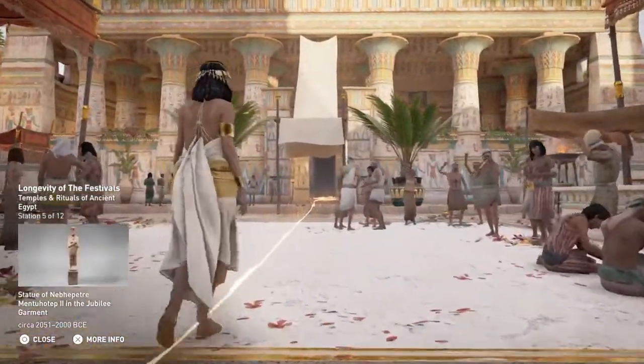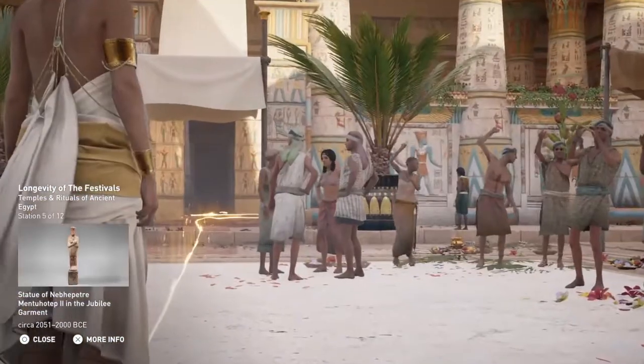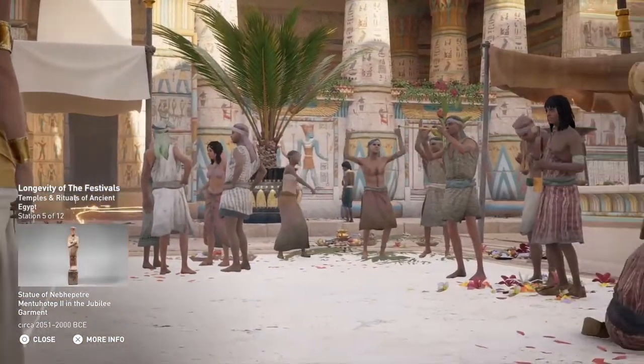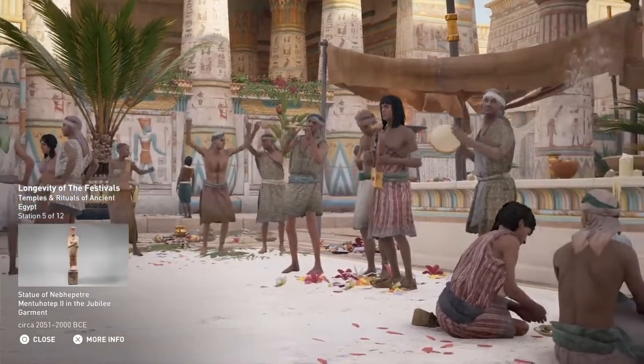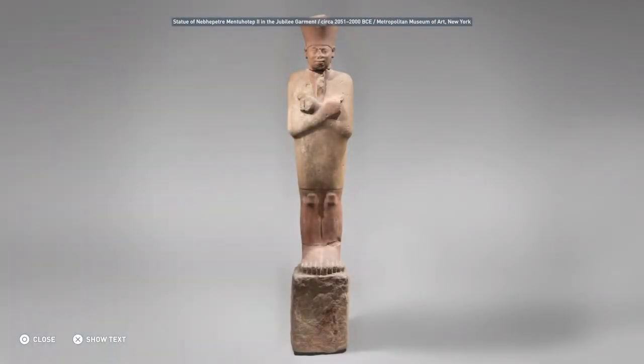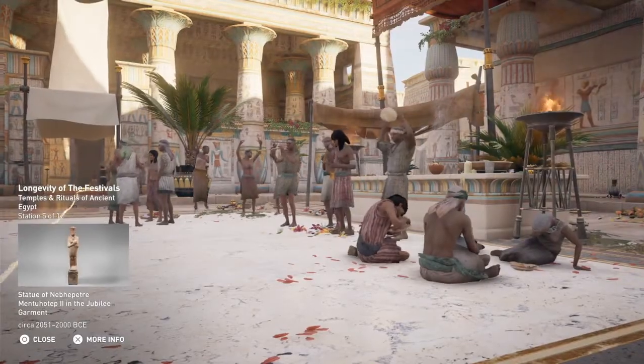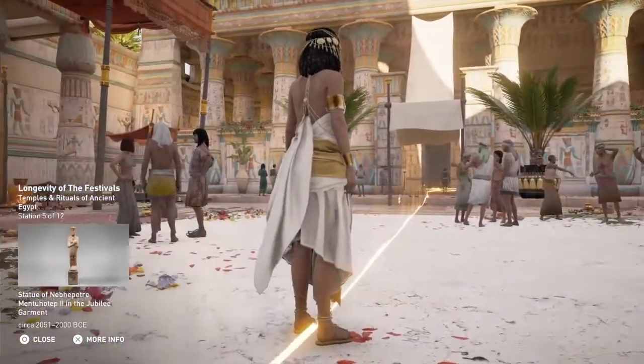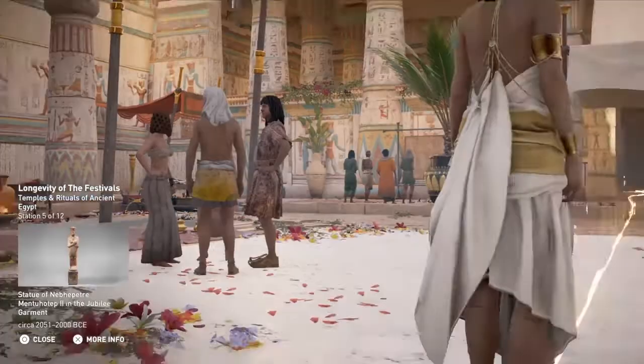The importance of these festivals is demonstrated by their longevity. Records show that Osiris festivals occurred for more than 2,000 years. Some festivals serve to reinforce state control and promote the king's reign. Both the Opet and Sed Jubilee festivals were specifically intended to celebrate the renewal of the king's power.